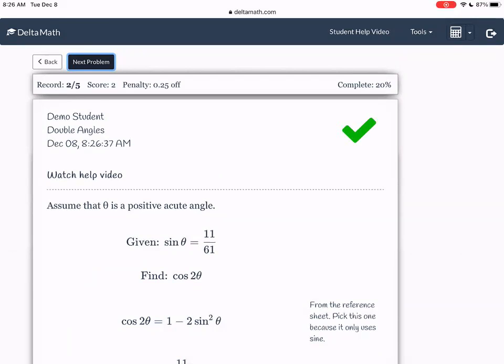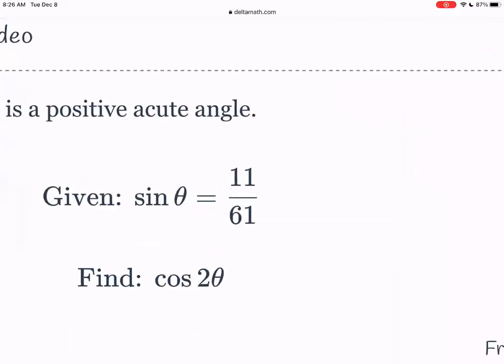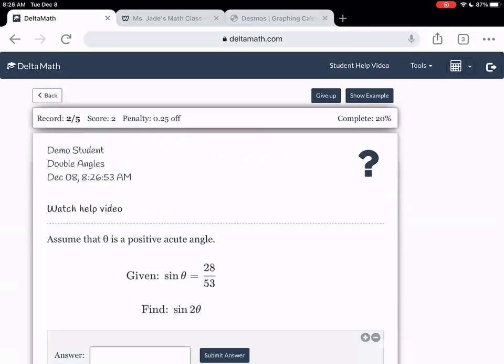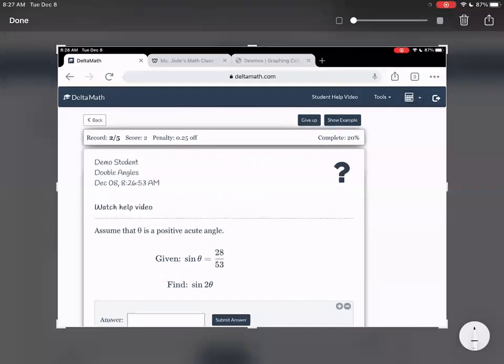All right, let's try to find one with something different, because we did just 2 examples where we want to find cosine of 2 theta and we were given a sine. So let's find some different examples. Okay, so this one wants to find sine of 2 theta. Perfect. So I'm going to screenshot this. And let's take a look at it.